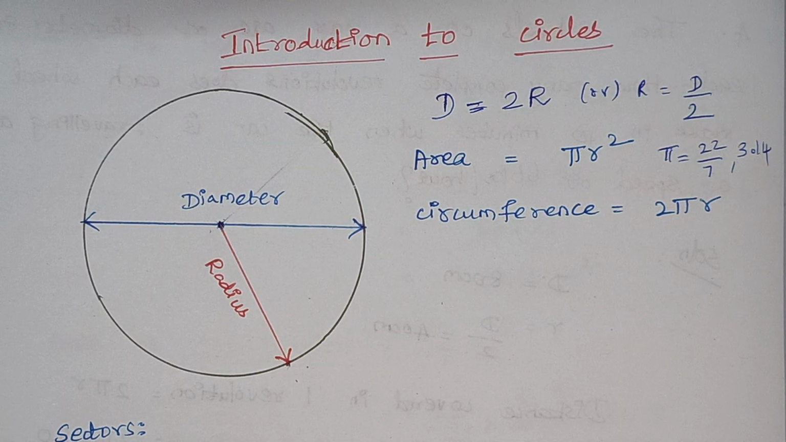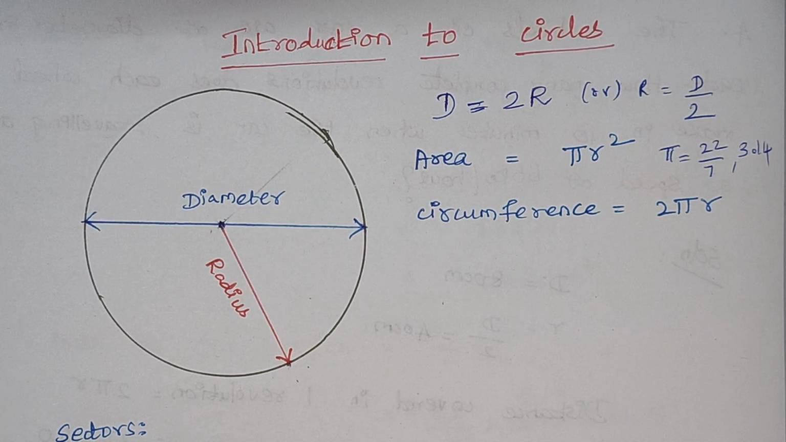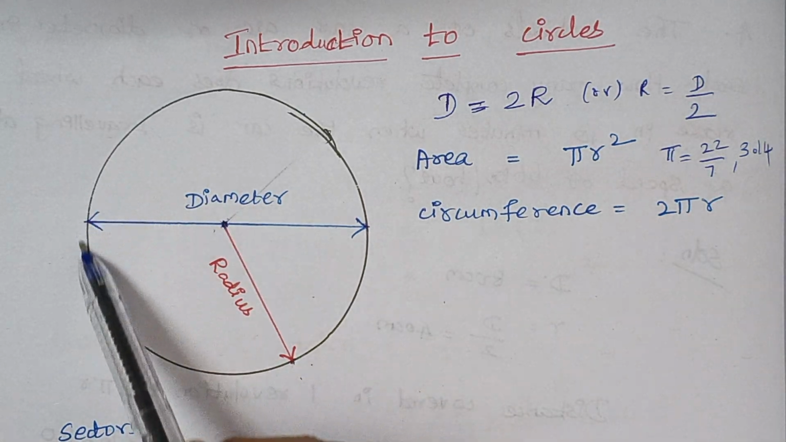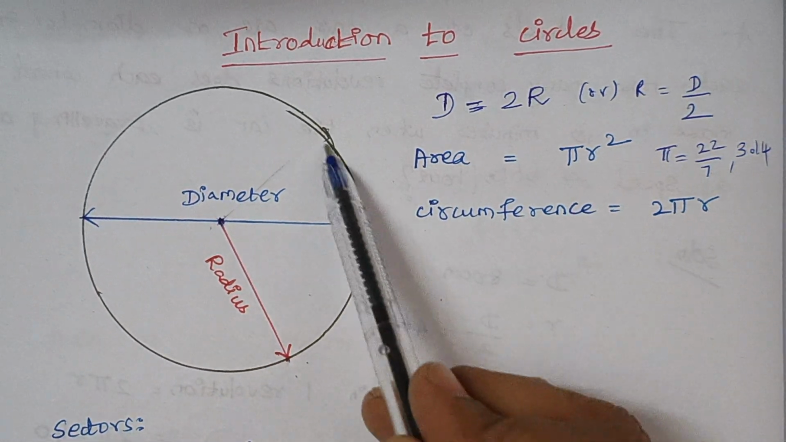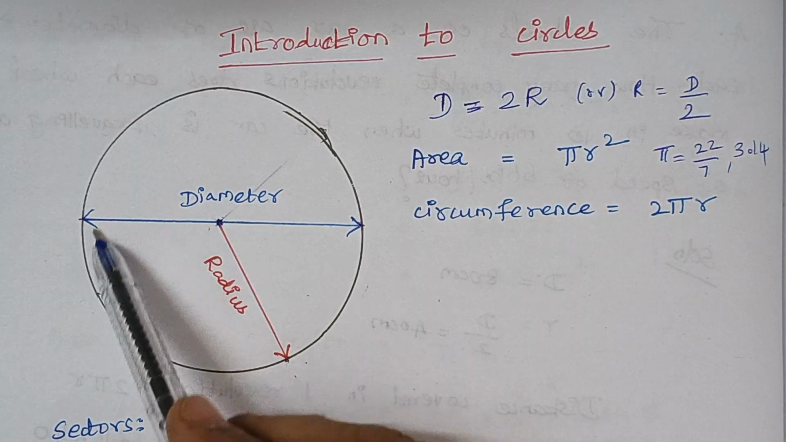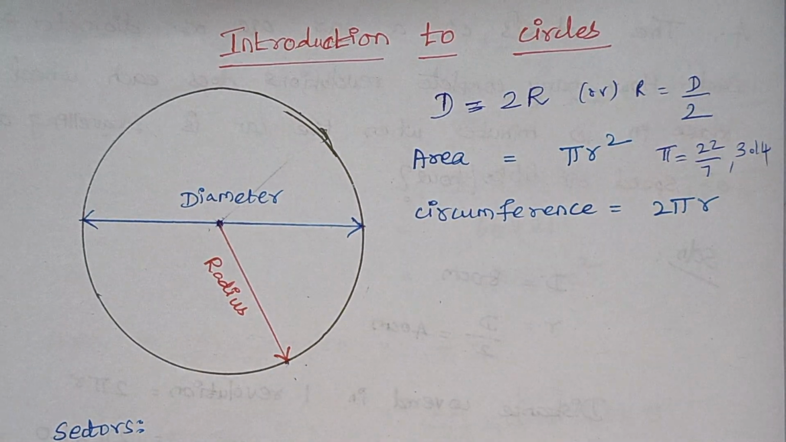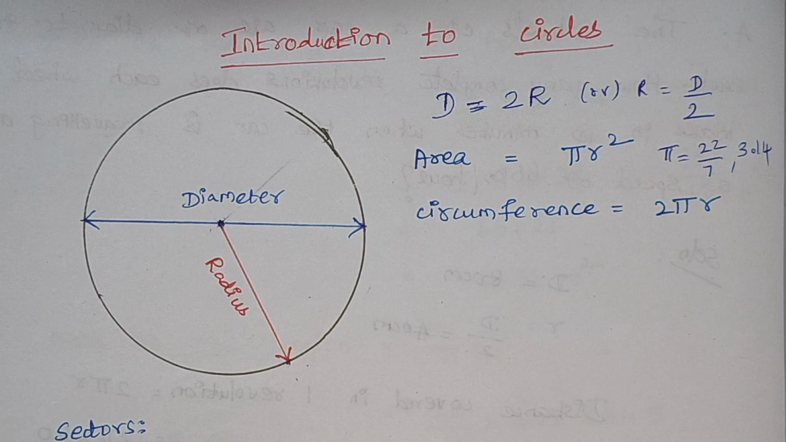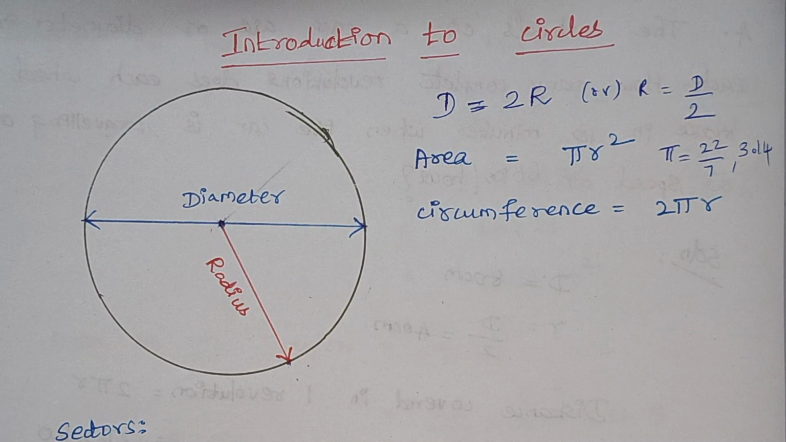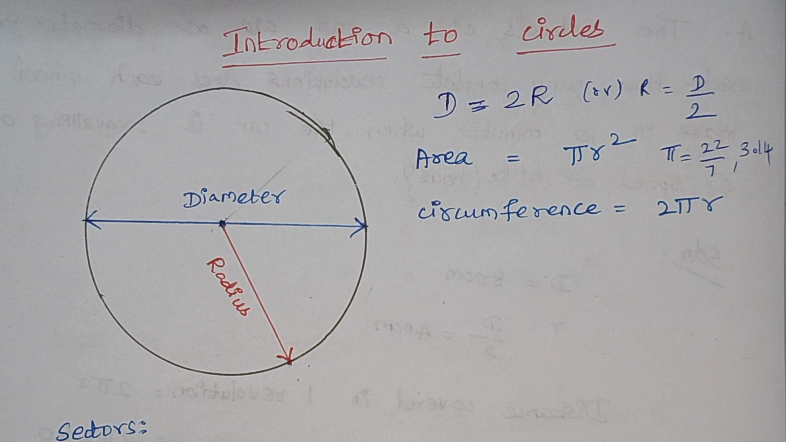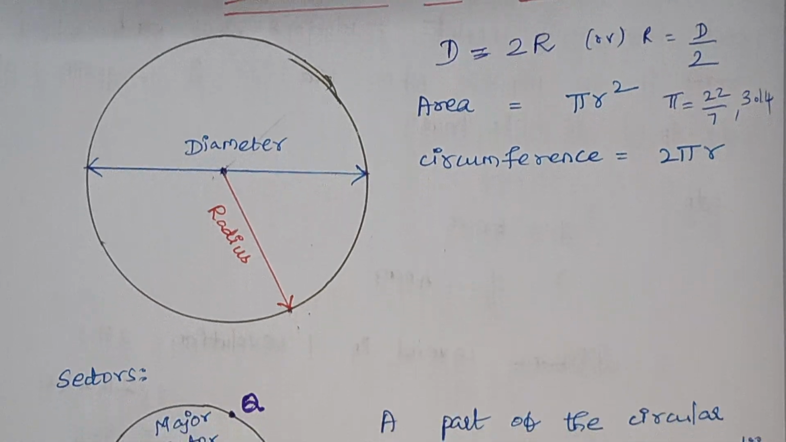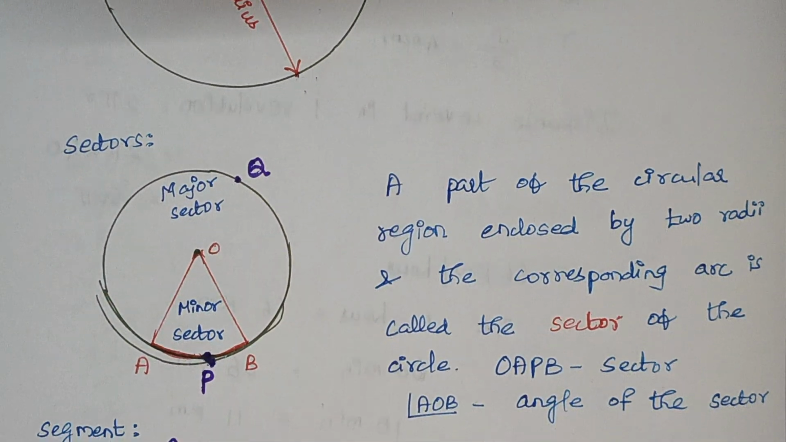Then the next thing is circumference. So here the circumference is nothing but this length, okay? This is known as the circumference and this length is given by the formula 2 pi r, right? So this is the basic thing about circle, right? You should know what is the radius, what is diameter, what is the formula for area and what is meant by circumference, right? Now the next thing is we will proceed with sectors, right?